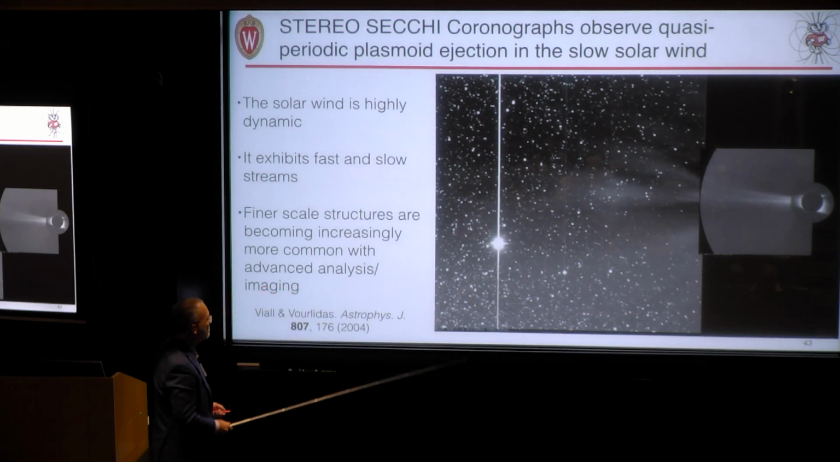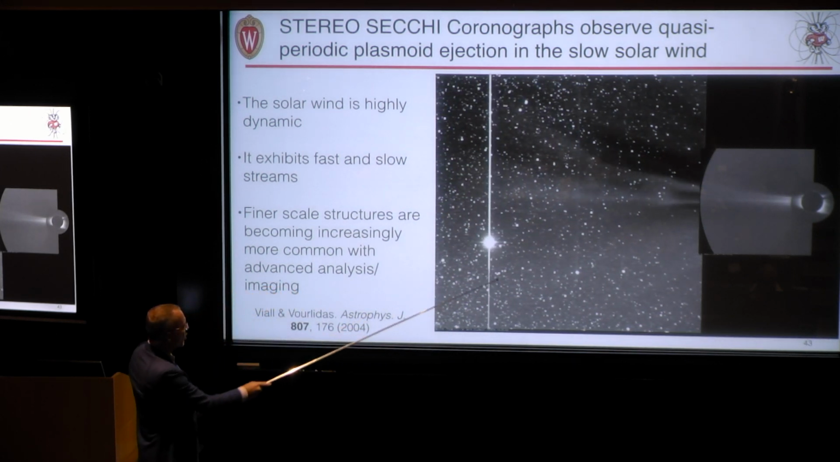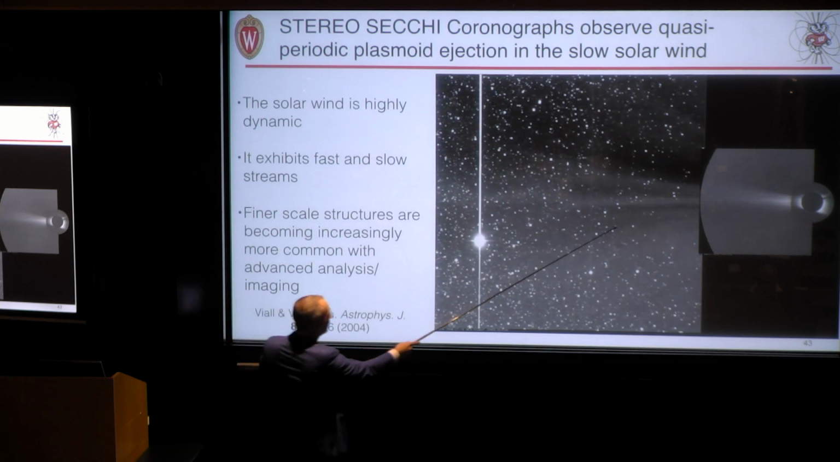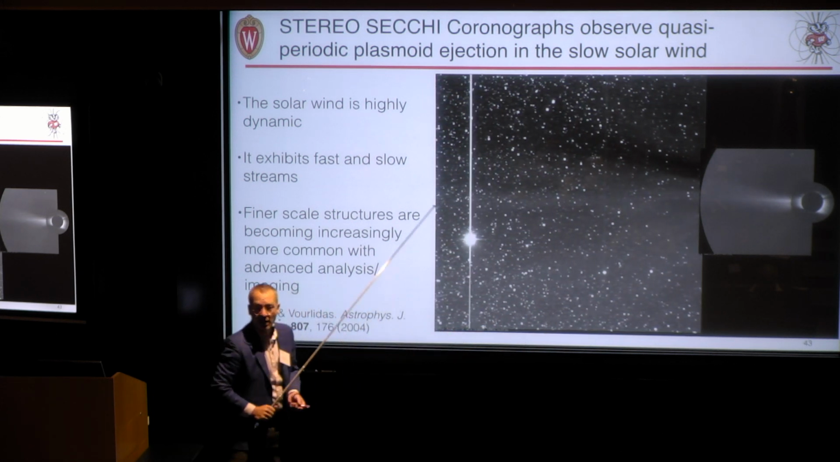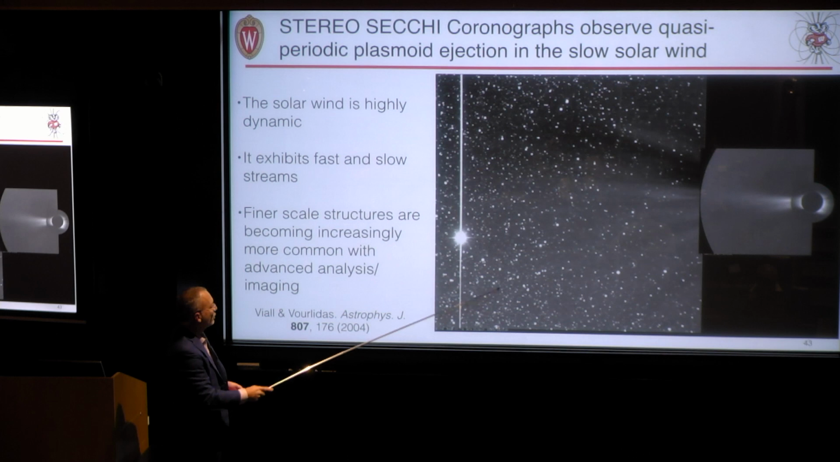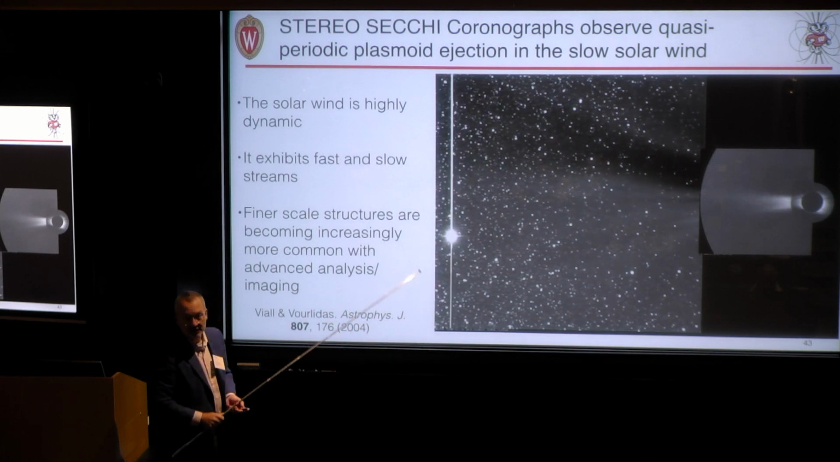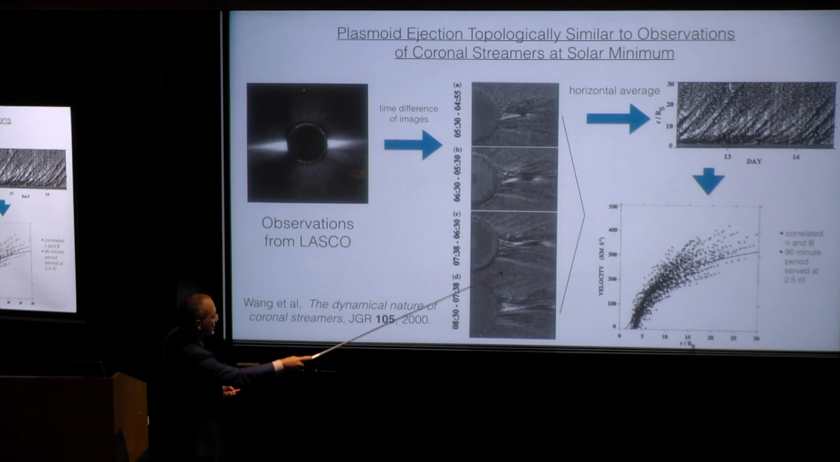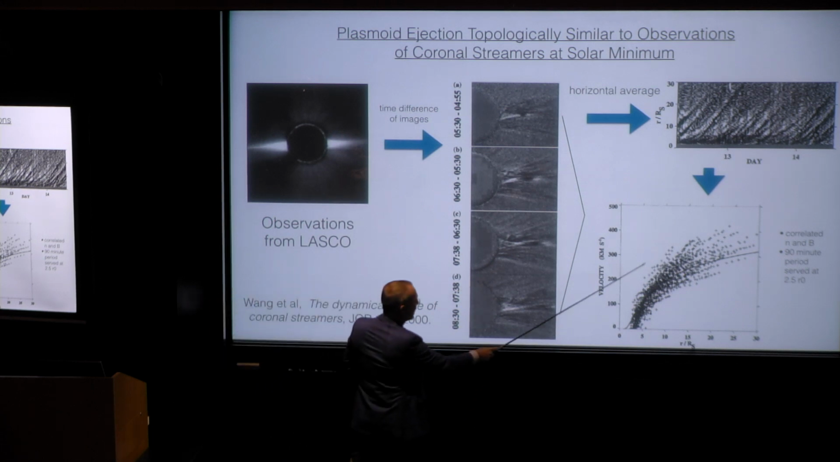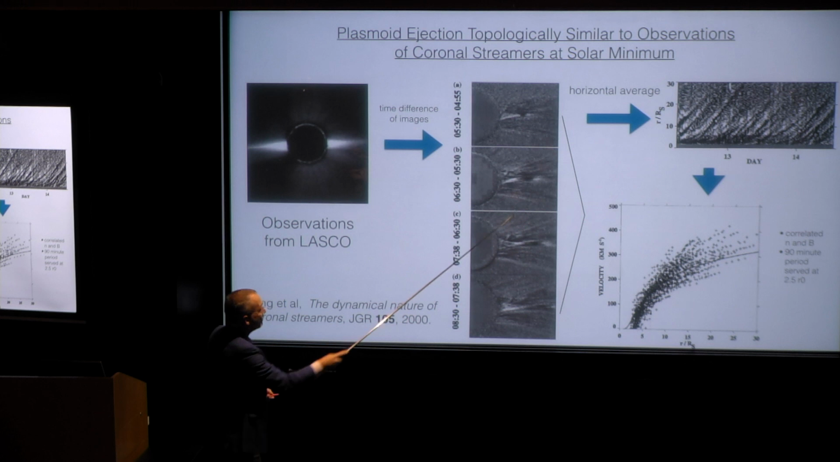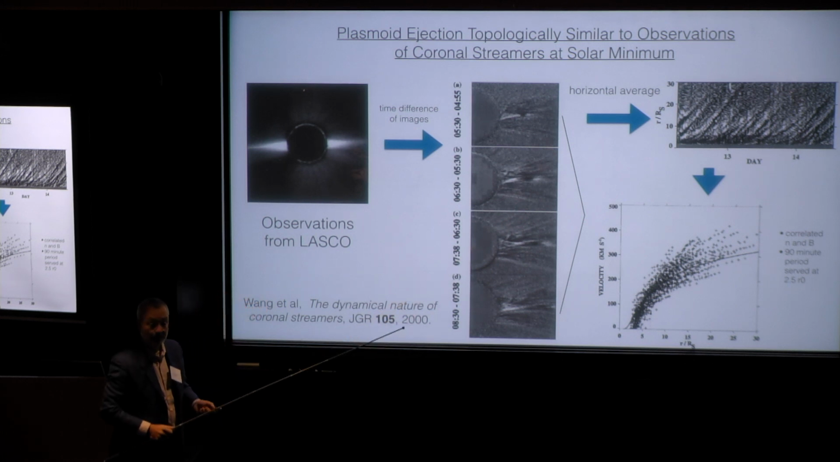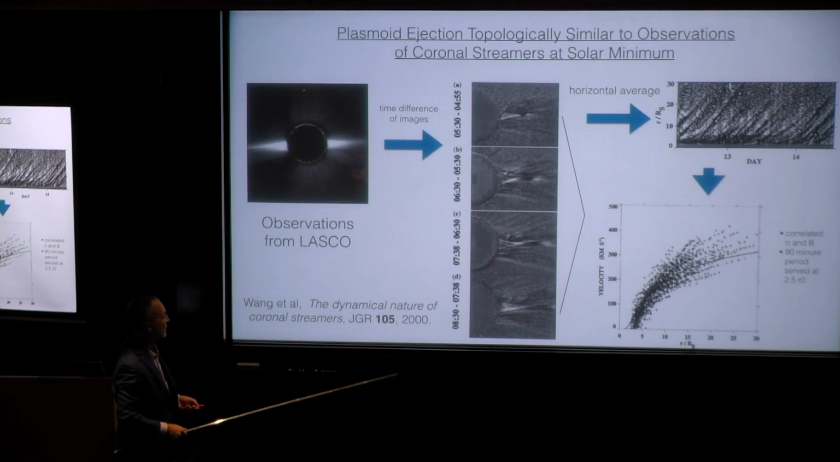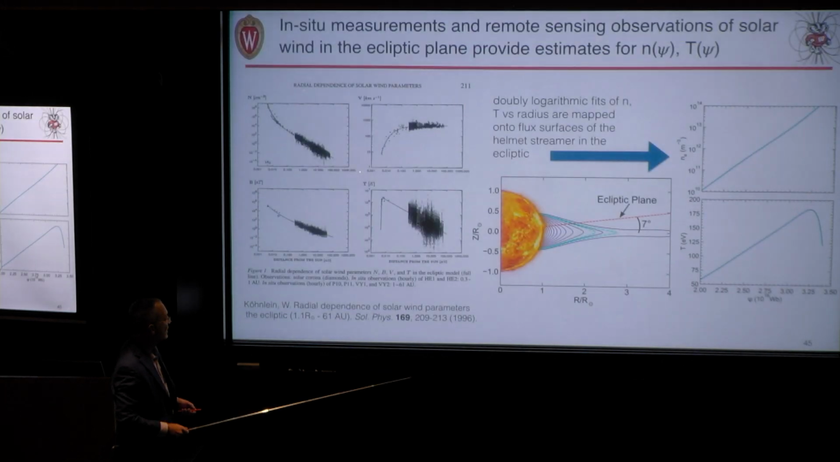There are great movies. This is from LASCO, showing blobs, plasmoids if you will, that are ejected outward from that region. What we've done is look at the frequencies of these and try to compare them. These have a 90-minute period, and they propagate outward at about the Alfvén speed from that point. This is from solar observations.